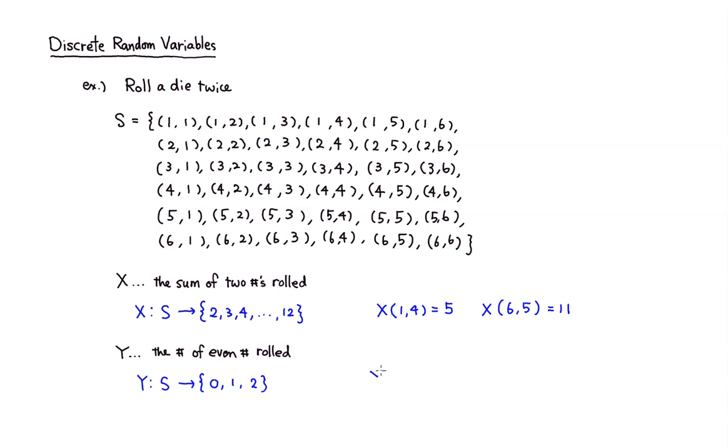For example, if you plug in (1, 2), since there is 1 even number, it's going to be 1. Or if you do, say, (3, 5), there's no even number rolled, so it's going to be 0, and so on. I think you got the point. A random variable basically assigns a number to each outcome in a sample space. All right, that's it. I hope that this was clear.